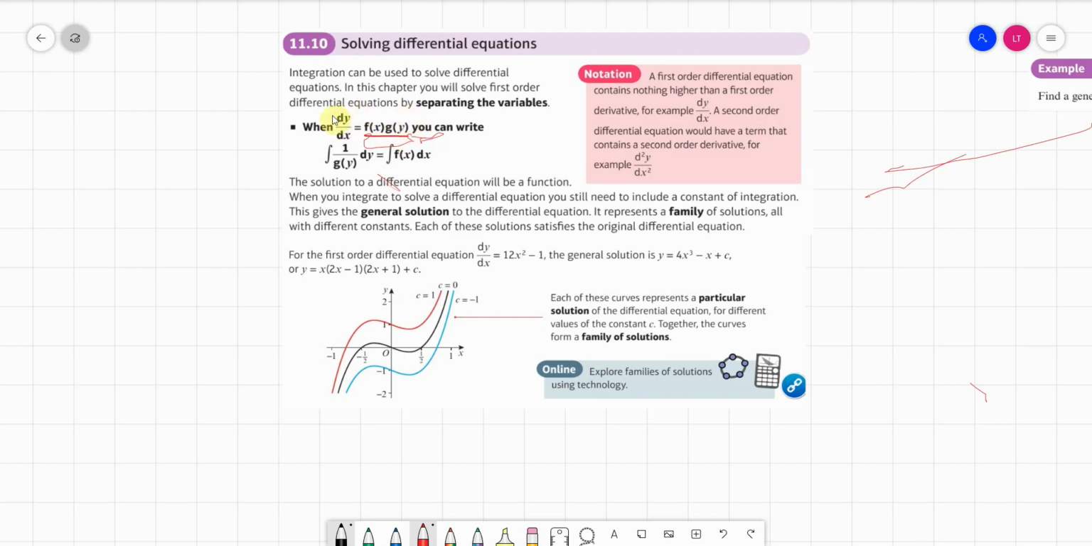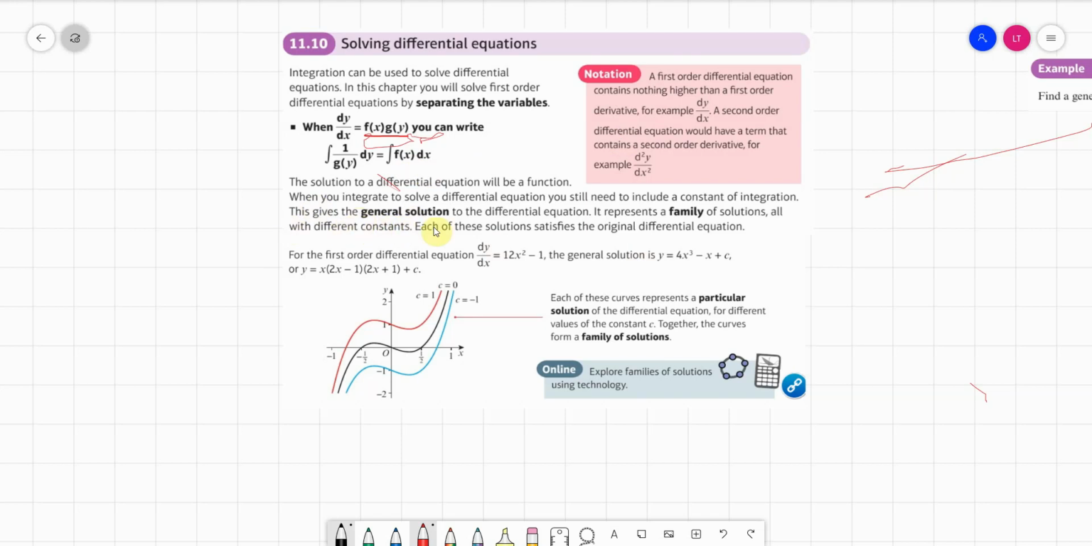This is if we've got dy by dx equals a function of x multiplied by a function of y. We use this method to split the things up, get our y's on one side and our x's on the other side. That includes the dx and the dy. And then we can integrate both sides as usual. We'll see an example. It'll make a lot more sense.